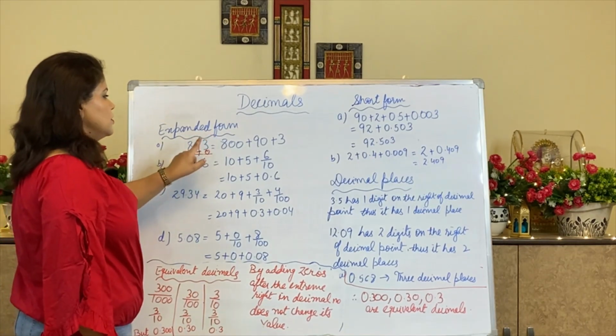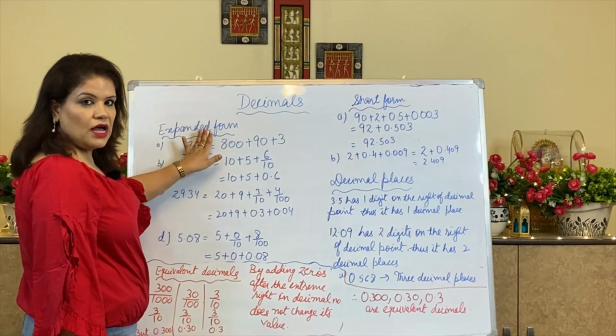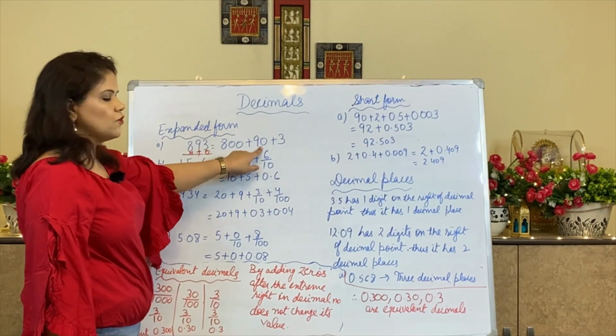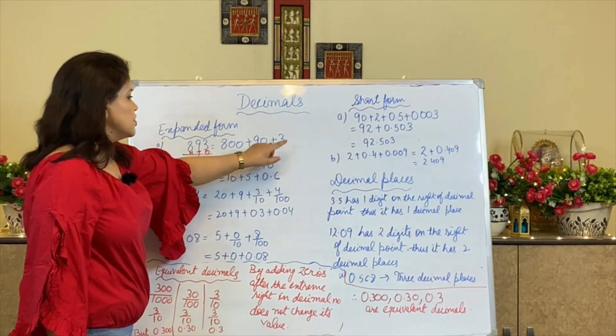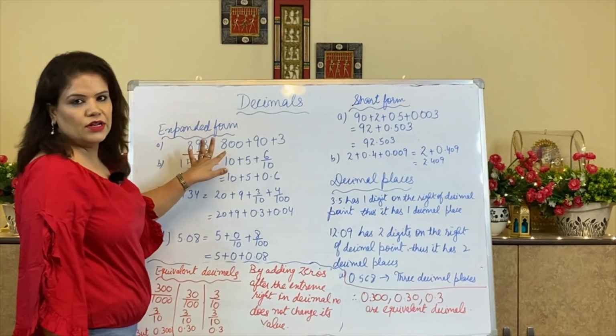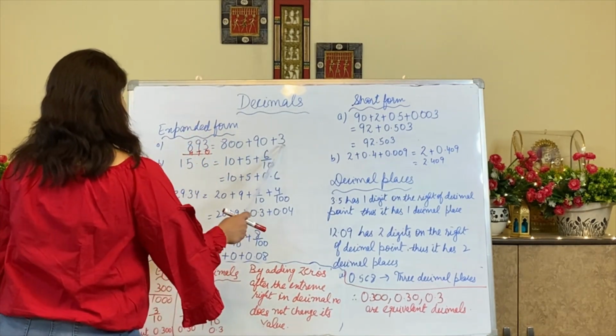When I am writing 9, what will I write? The number after that is only 1, so we will put 1 zero. Plus 3, because after 3 we don't have any number, so we will write 3.